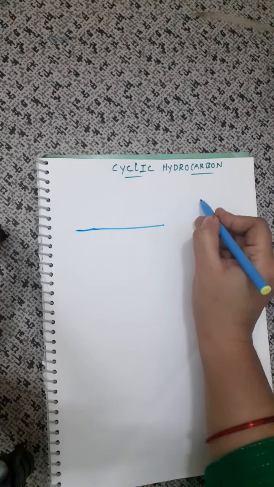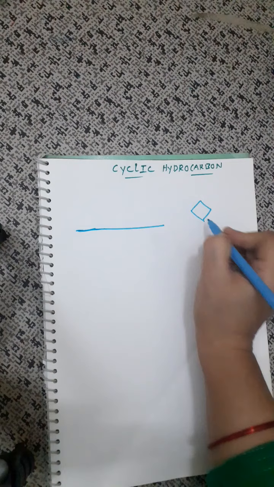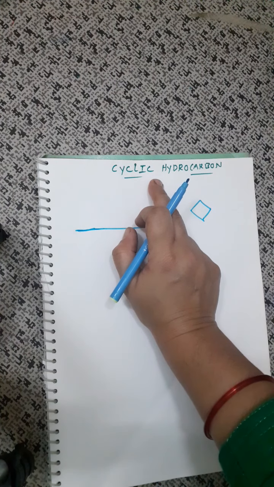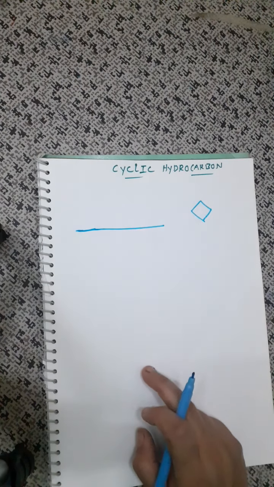Rather than being in the straight chain or open, the chain is going to be closed. That is why they are called closed chain hydrocarbons or cyclic hydrocarbons. Now let me take an example to make you understand this in a better manner.